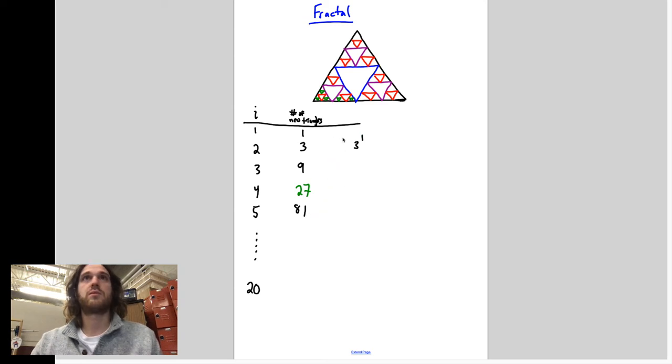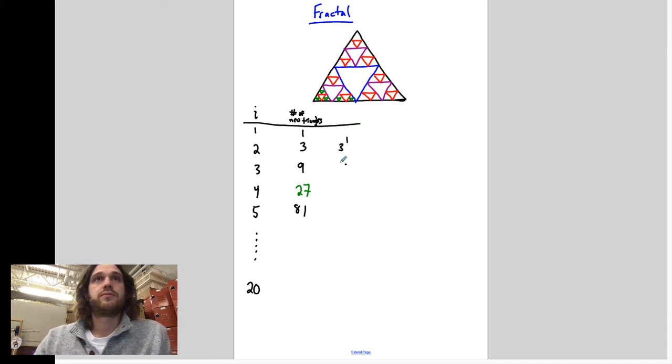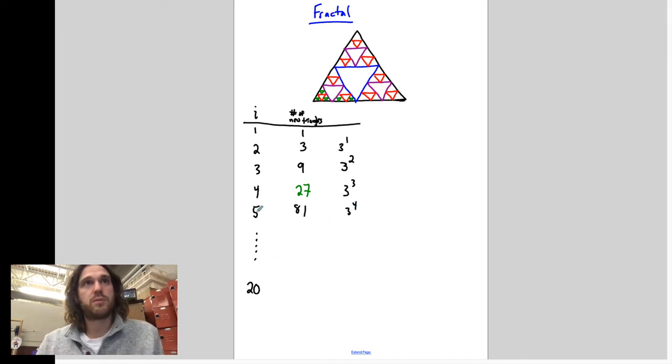Actually, step 2 is equal to 3 to the first. Step 3 is equal to 3 to the second. Step 4 is equal to 3 to the third. Step 5 is equal to 3 to the fourth. So you can see the relationship between the step that we're on and the power of 3 that we are dealing with. Remember, 3 to the first is just 3.